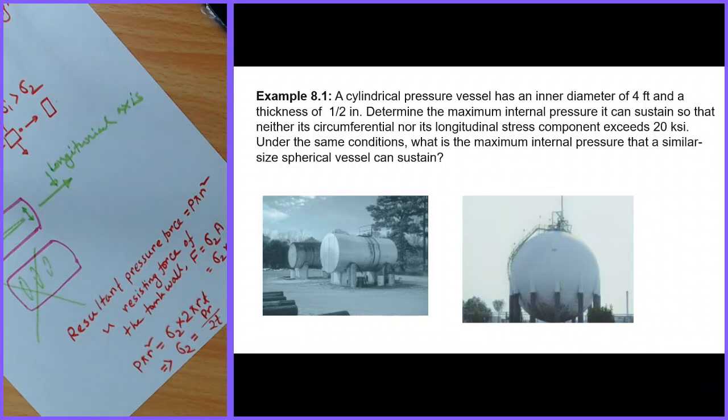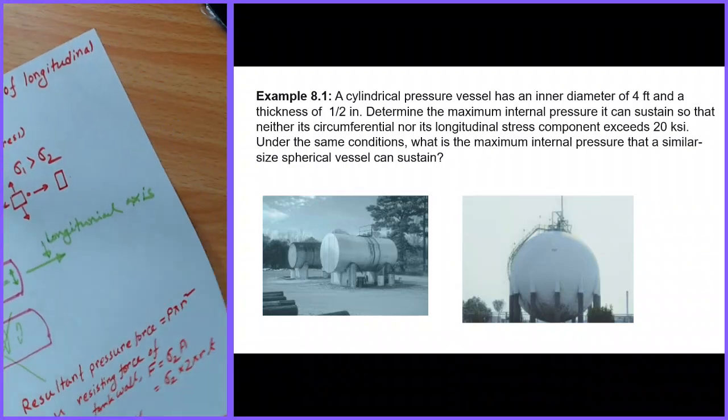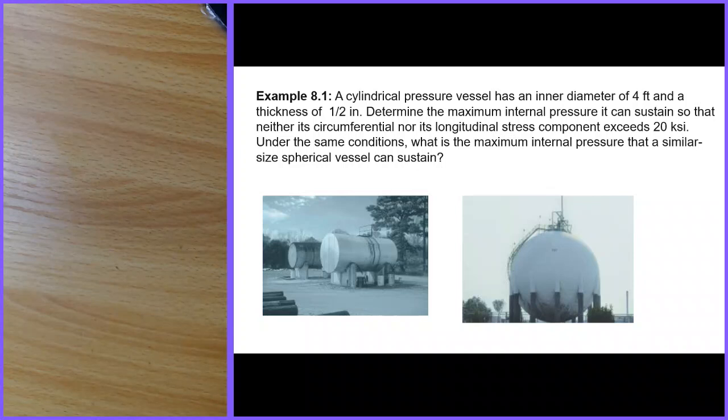So this is example 8.1 in the book, page number 241. It says that a cylindrical pressure vessel has an inner diameter of 4 feet and a thickness of ½ inch. Determine the maximum internal pressure it can sustain so that neither its circumferential nor its longitudinal stress component exceeds 20 ksi. Under the same condition, what is the maximum internal pressure that a similar size spherical vessel can sustain? So we are going to solve that problem.